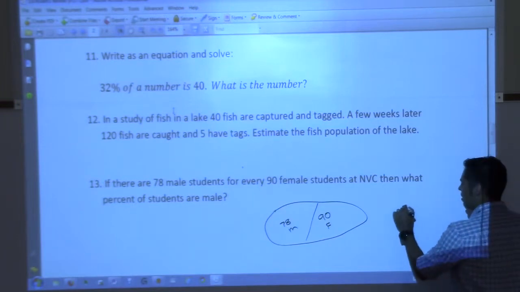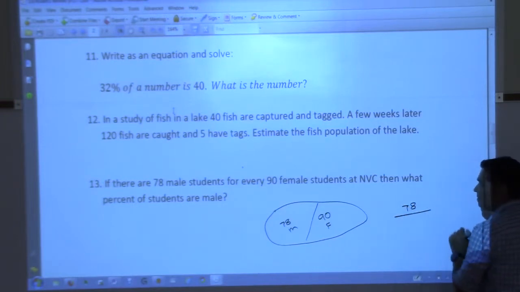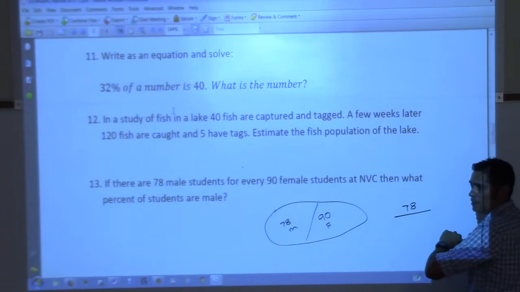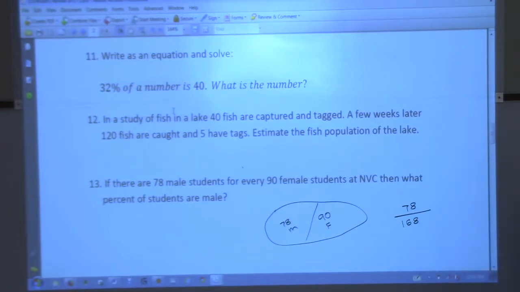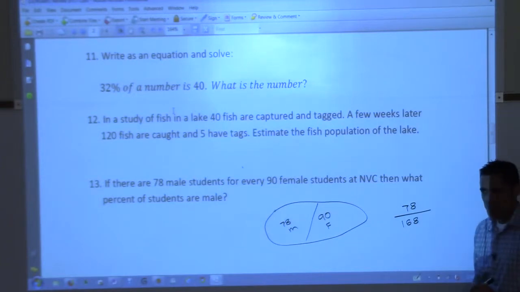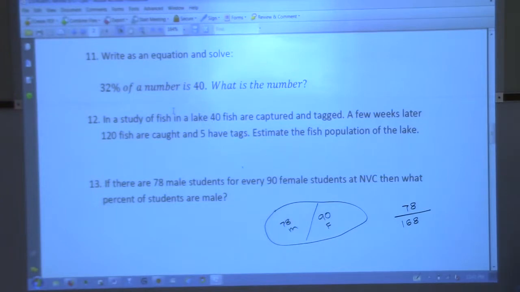So what you have to do is take 78 and divide it by these two numbers added together, which is 168 when you add them. Right? Does that make sense? And then whatever that number is, as a decimal, you convert it to a percentage.